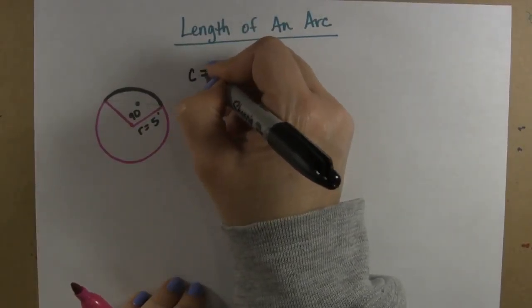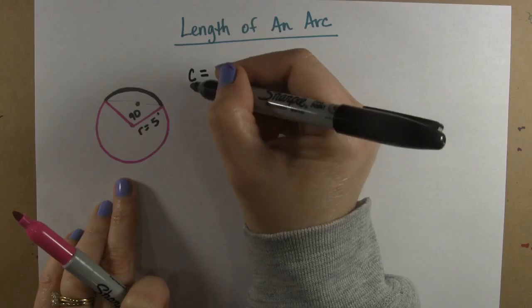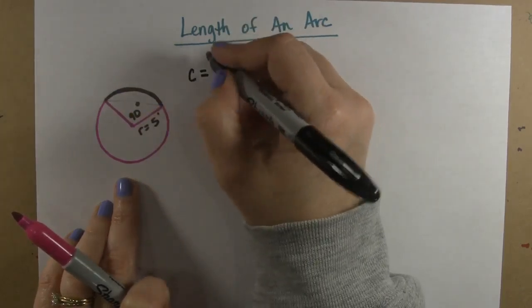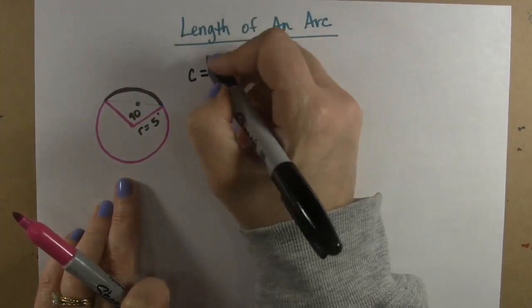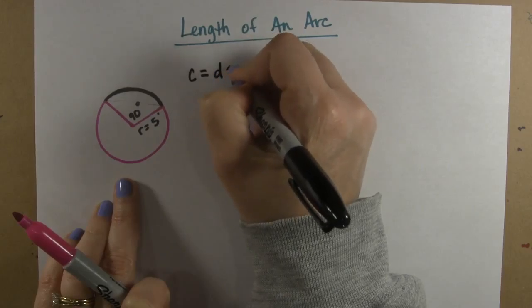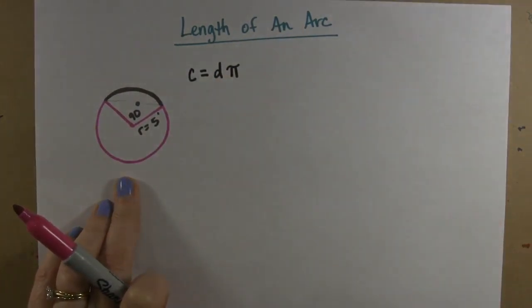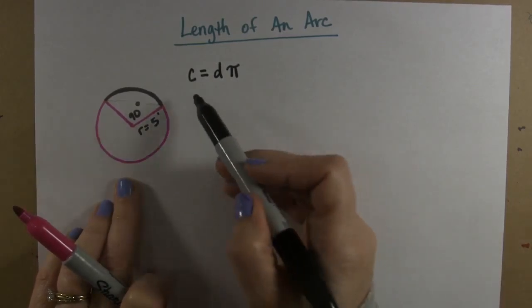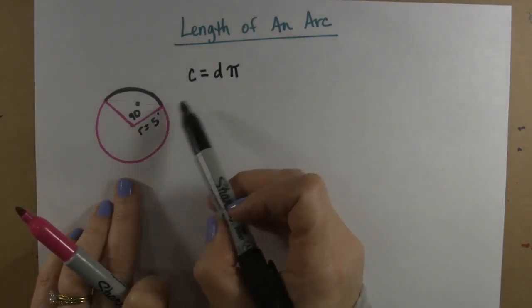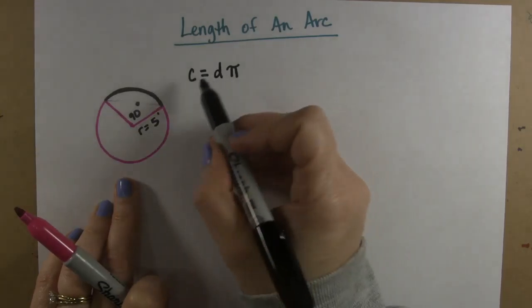So the first thing that we need to do is calculate the circumference of the entire circle. And our formula for circumference is C = d pi. C d pi, I see d pi. Right, that's so that you remember it forever. Okay, so C = d pi is our formula.